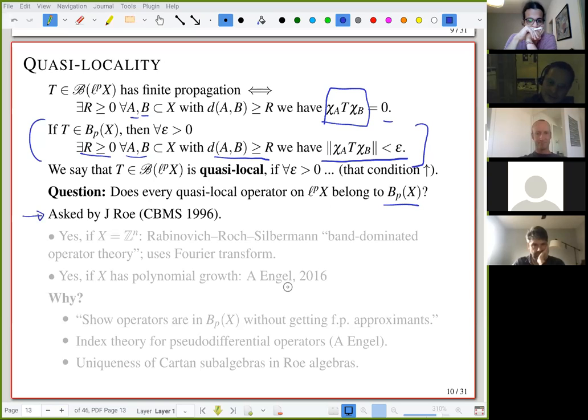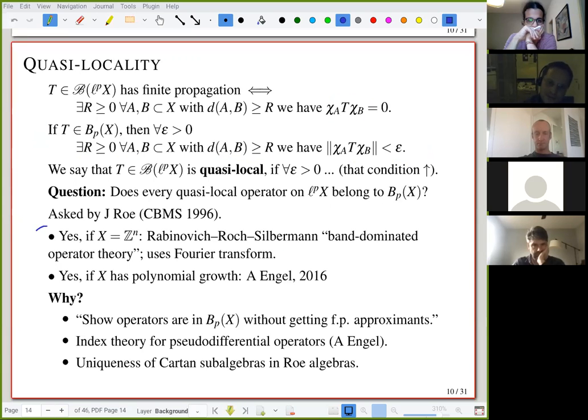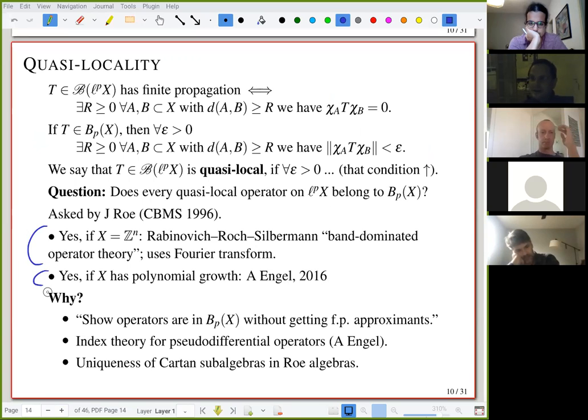So what was known then to John Roe is the following. If the space X is actually Z^n for some n, then it's true. Any quasi-local operator does belong to the Roe algebra. This was done by the operator theory side of things, by Rabinovich, Roch, and Silbermann, and it uses the fact that Z^n is a commutative group pretty strongly. I couldn't see a way of getting any further with this kind of argument. Then Alex Engel also proved, much more recently, a couple of years back, that it also works when X has polynomial growth, whatever that means. I don't actually know the argument he used.